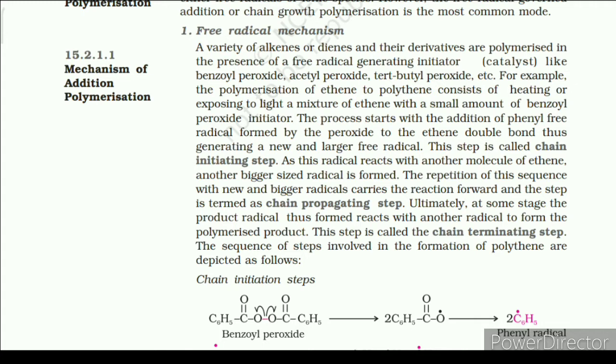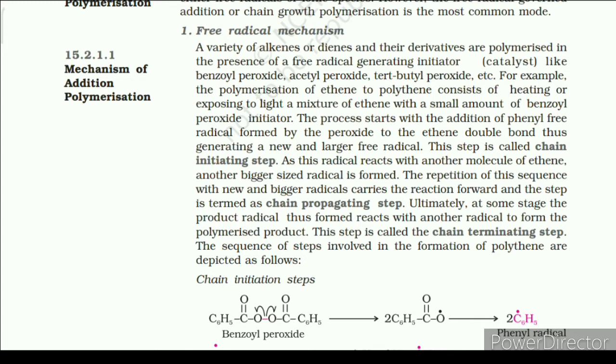For example, the polymerization of ethene to polyethylene consists of heating or exposing to light a mixture of ethene with a small amount of benzoyl peroxide as initiator. The process starts with addition of the phenyl free radical formed by the peroxide to the ethene double bond, thus generating a new and larger free radical. This step is called the chain initiating step.